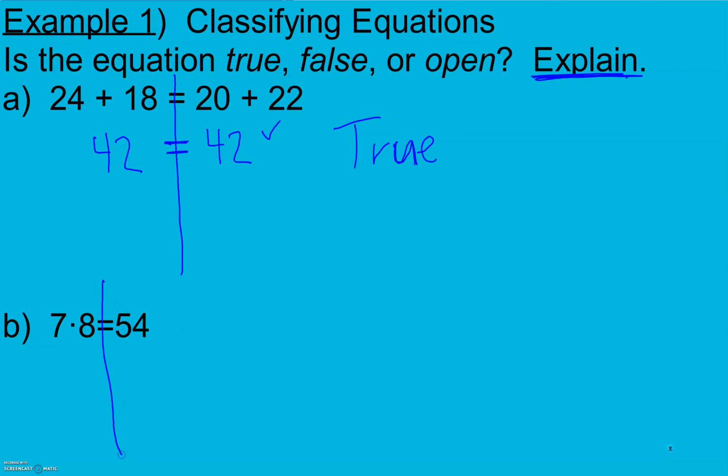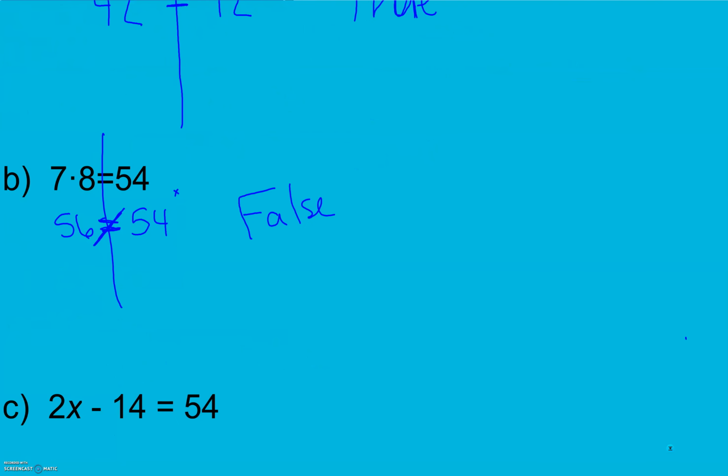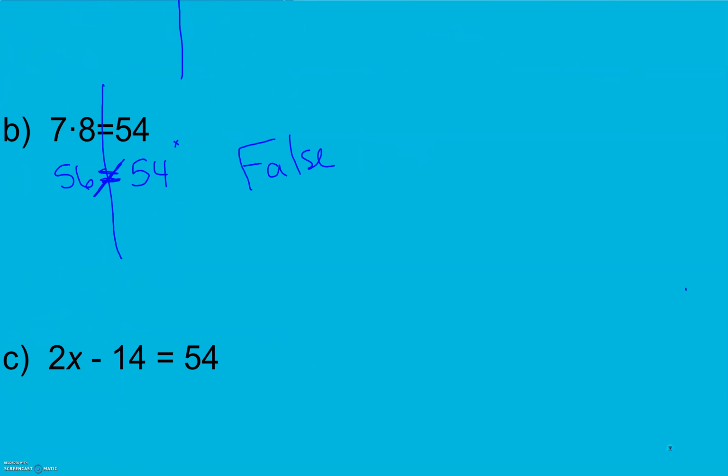In B, 7 times 8 is 56, and 54 is just 54. These two do not equal each other, so we do an equals with a slash through it. And since it is not true, we say it is false. It's not a true statement. 56 does not equal 54.